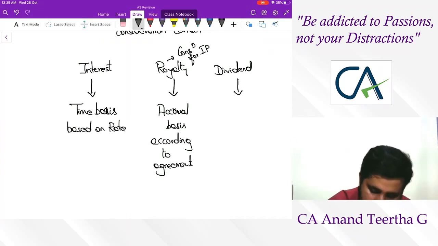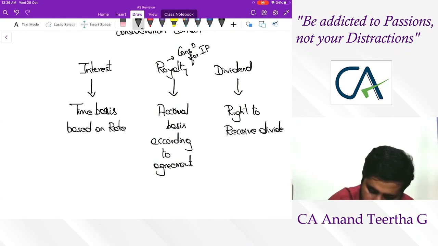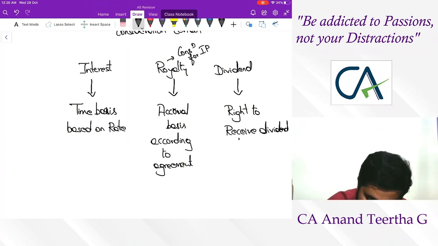Third one, how do you recognize dividend income? Dividend income is recognized when the right to receive dividend is established. So as a shareholder, as soon as the company ends its financial year, does the right to receive dividend come? No. As soon as the company earns profit, does the right come? No. As soon as directors propose it in their board meeting, does the right arise? No. When does the right to receive dividend arise? On the date of declaration of dividend.